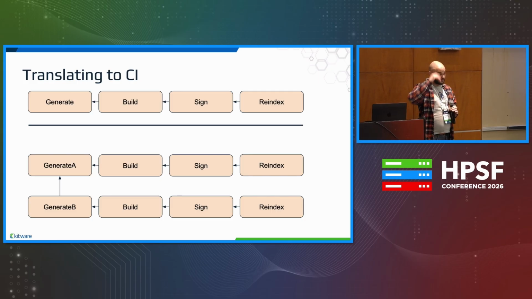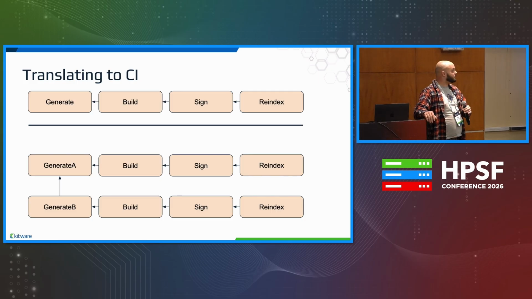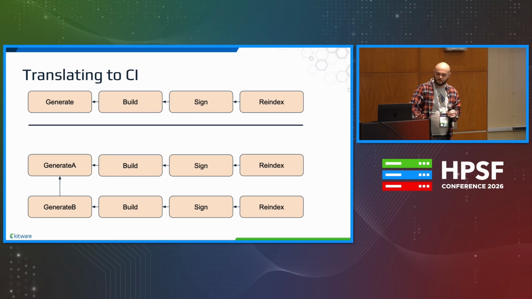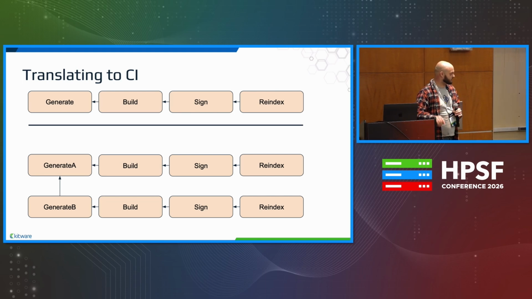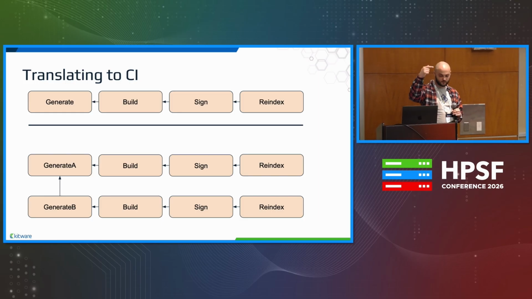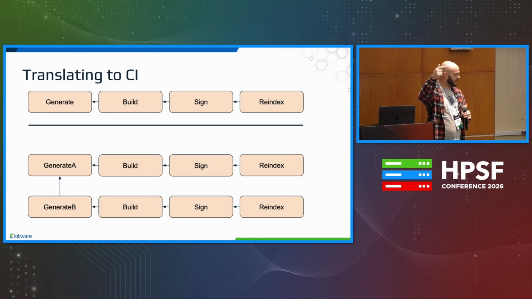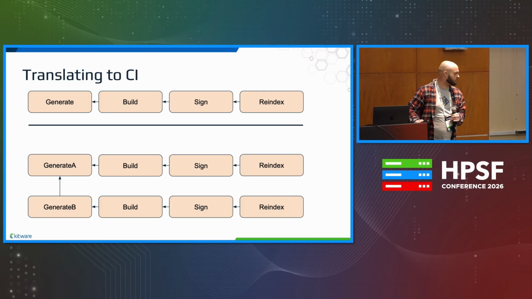So in CI, what do we do? What's the workflow for CI? We generate pipelines. We send those off to a child pipeline. We build those things, sign those things, and then re-index the cache. If we have chained environments now that we're building in CI, we need to connect the generate step of B to A. So these are the environments we were talking about earlier.